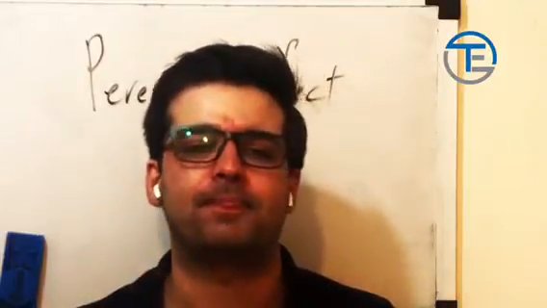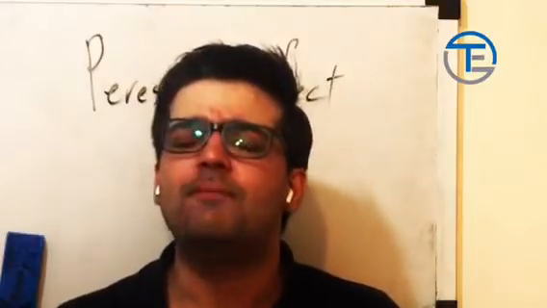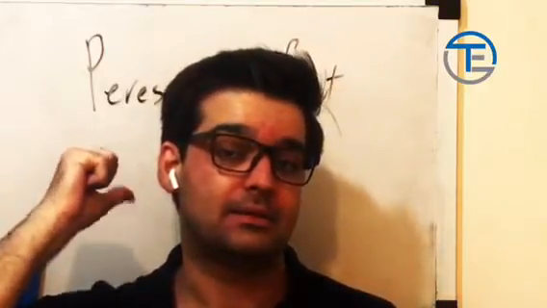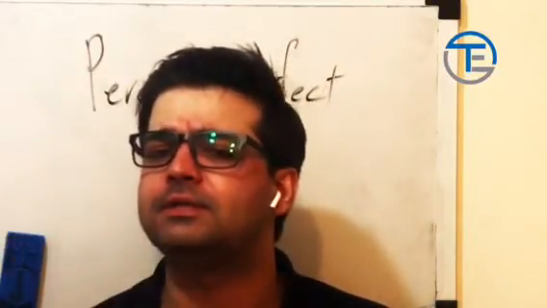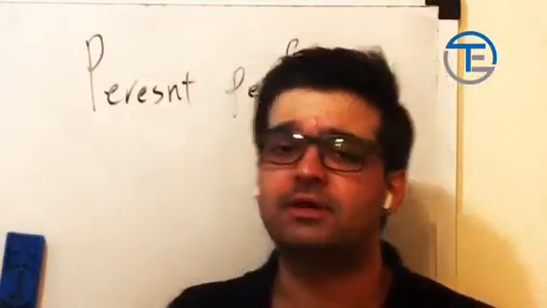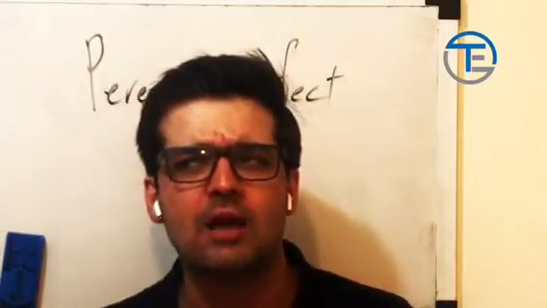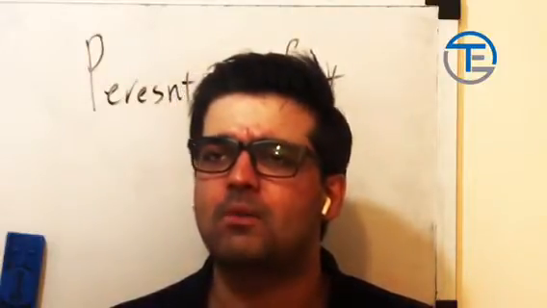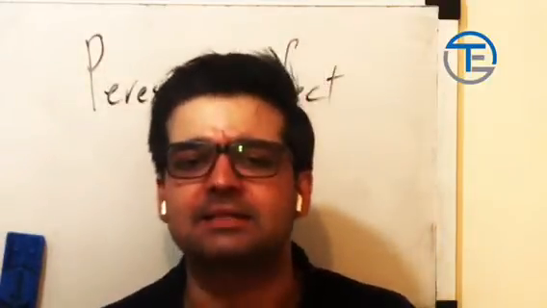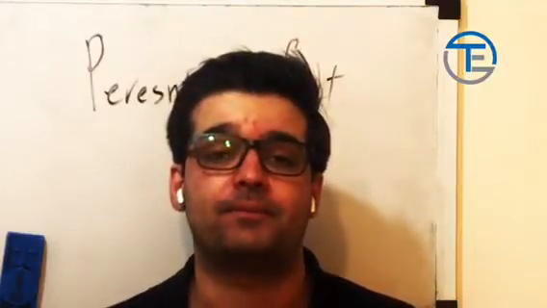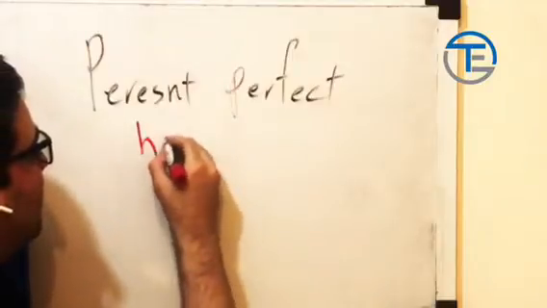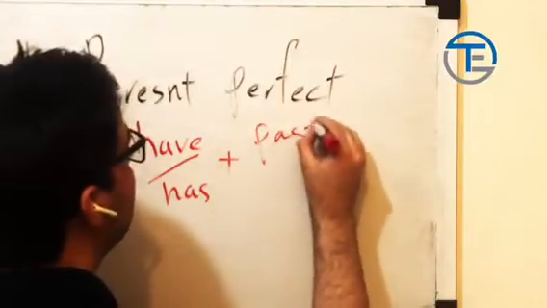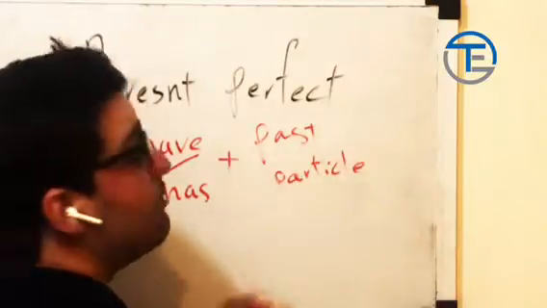One reason. Second reason, to describe an action that occurred sometime in the past. Third reason, if you want to use present perfect in your sentences, to describe an action that actually was repeated many times in the past. Have or has plus past participle of your main verb.